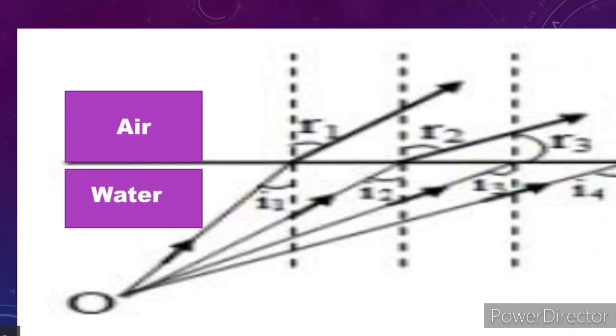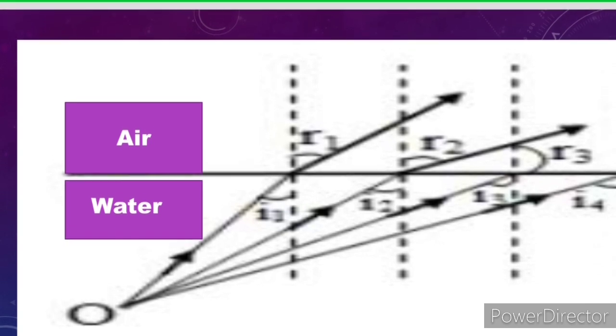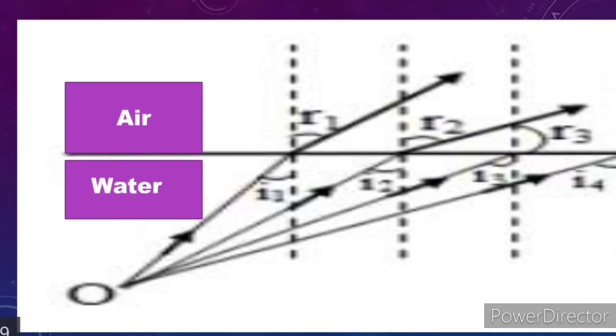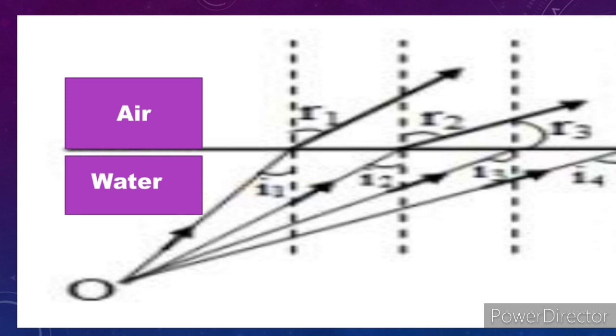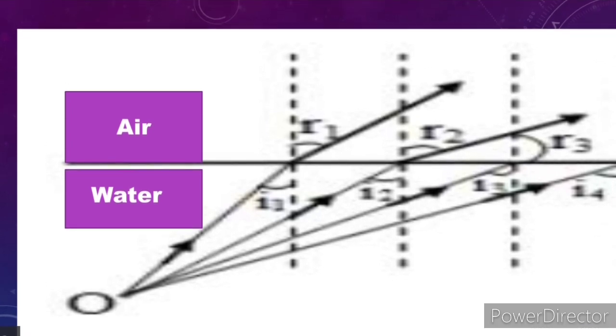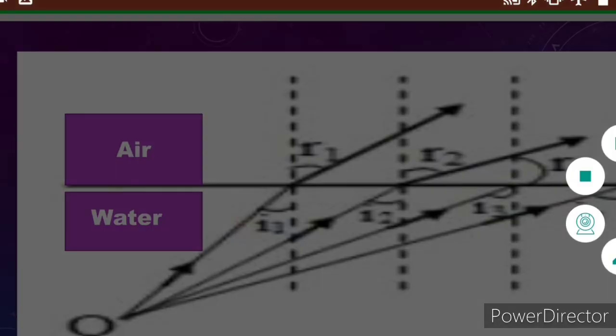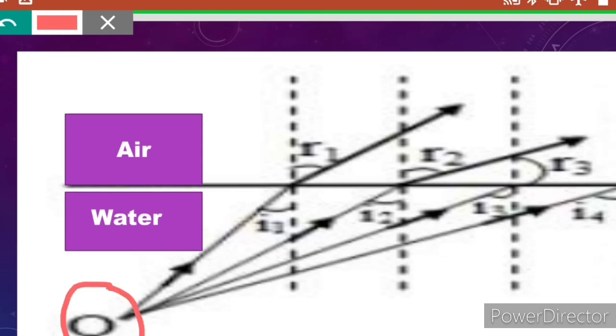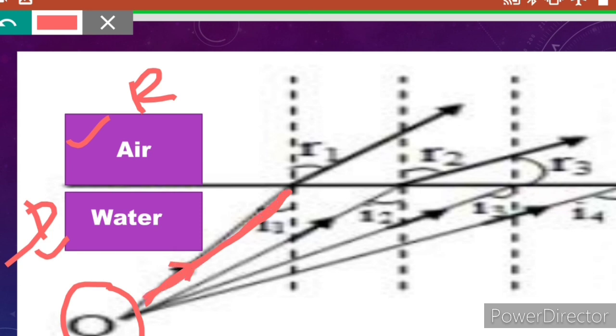See this picture. This is not clear, sorry for that, but I don't have a clearer picture than this. So see, from the very basic source O, all the light rays are going from the water medium to the air medium. Air is the rarer medium here and water is denser, right? So we can see that the incident ray is going in this direction and this is our refraction.